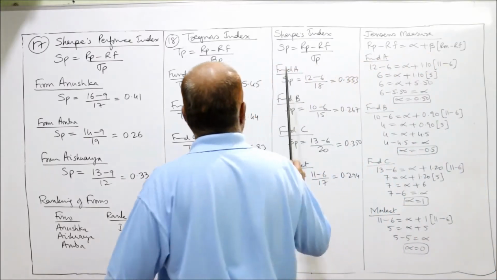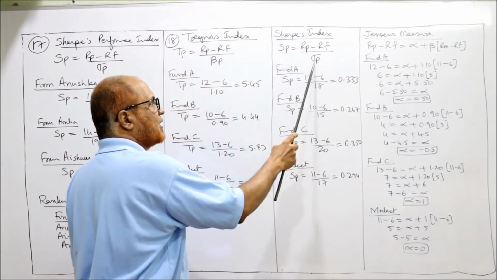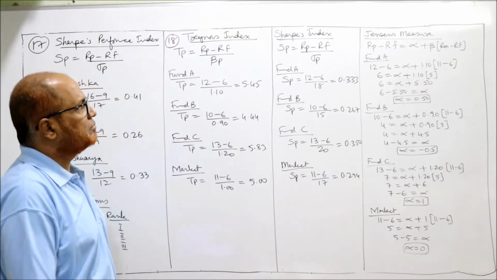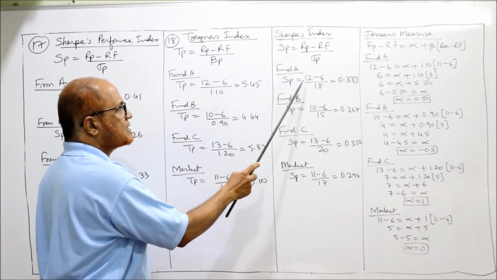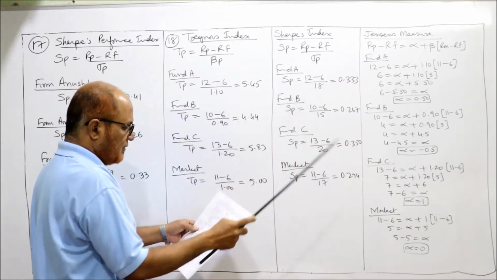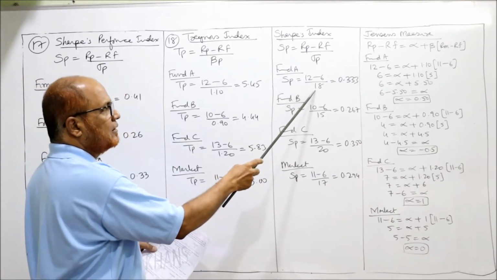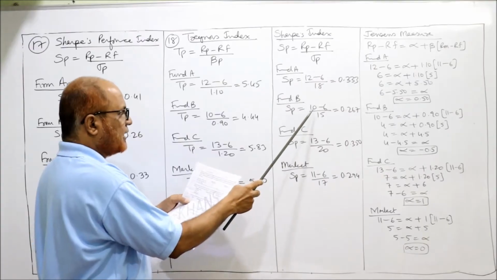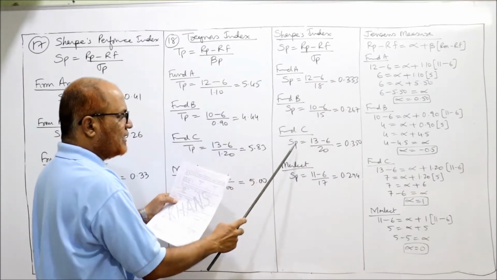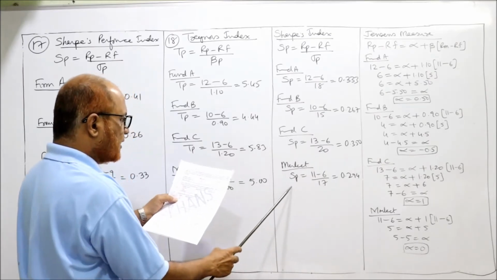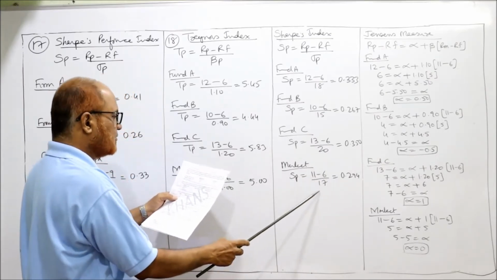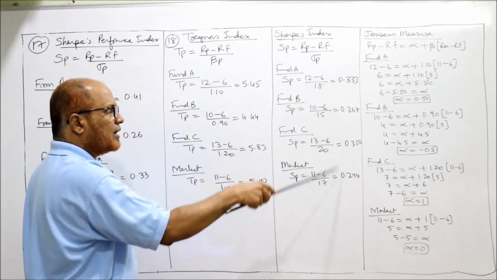Now Sharpe's index, SP, is equal to RP minus RF divided by sigma P. Standard deviation is the denominator. So fund A, numerator will remain the same, 12 minus 6. Denominator will take the standard deviation of A, that is 18. Fund B, 10 minus 6 by 15. Fund C, 13 minus 6 divided by 20. And the market, 11 minus 6 divided by 17. So now we compare it.